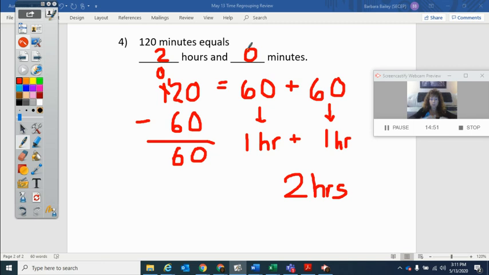Okay, so that's all we're doing for math today. When we start getting more into elapsed time, we're going to need to know sometimes how to regroup from minutes to hours and hours to minutes. And so that's why this was just sort of a quick little review activity to get our brains thinking about time so we're ready to go on to the next step.